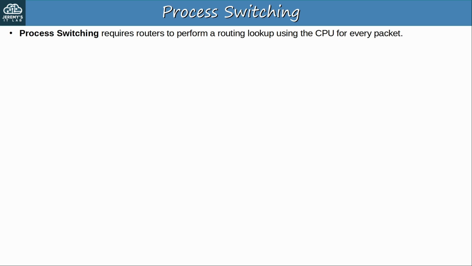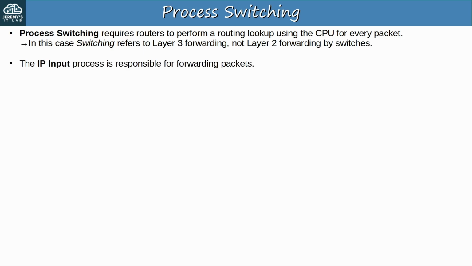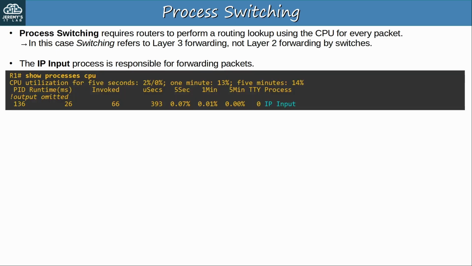The first and oldest is process switching. Process switching requires routers to perform a routing table lookup using the CPU for each packet. And by the way, in this case, switching refers to layer 3 forwarding, not layer 2 forwarding by switches. I know it can be confusing, but we sometimes use the term packet switching when referring to the forwarding of packets at layer 3. So you should be aware of the term and not confuse it with what switches do, switching frames. The IP input process on the CPU is responsible for forwarding packets. You can view it with the show processes CPU command.